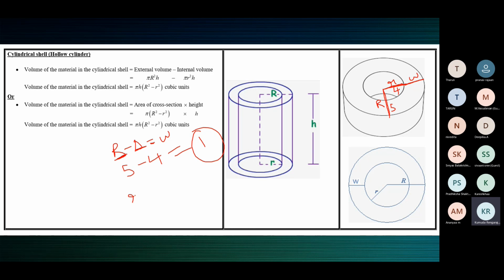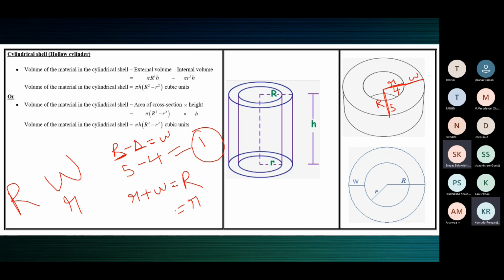Now, what is the inner radius plus the thickness? What will this give you? If to the inner radius you add the thickness, what will you get? Outer radius, ma'am. Now, how can you express small r in terms of R and W? Using R and W, how will you write small r?